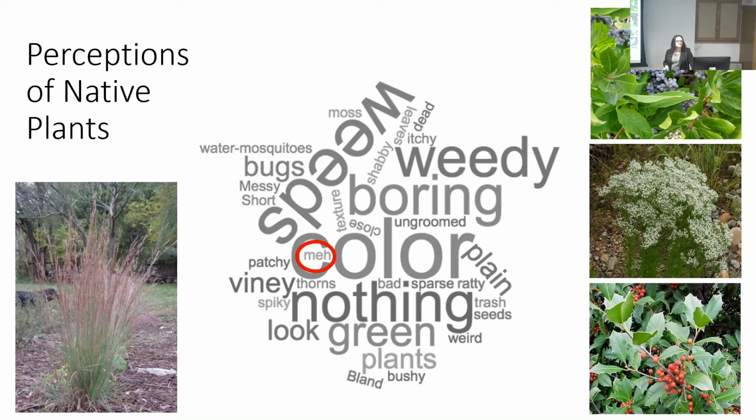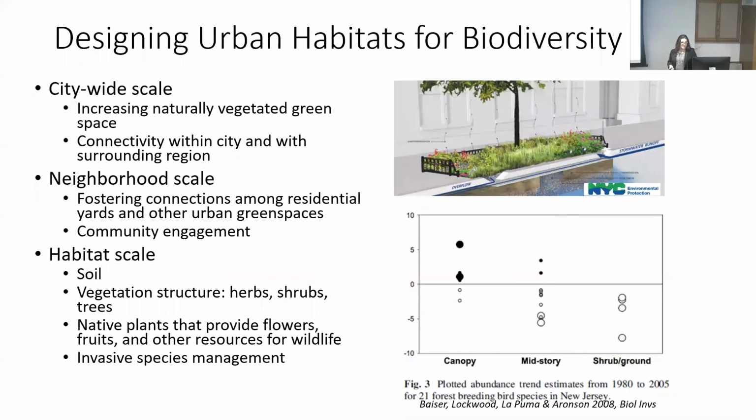So what can we learn from all of this research? This is very quick and dirty. What can we learn about design in general and designing urban habitats from the entire talk? Well, design occurs at different scales. At the city-wide scale, increasing naturally vegetated green space is really important. We showed that in that global study where large amounts of intact vegetation, which means natural vegetation, led to more species. And then also providing connectivity within the city and surrounding region.